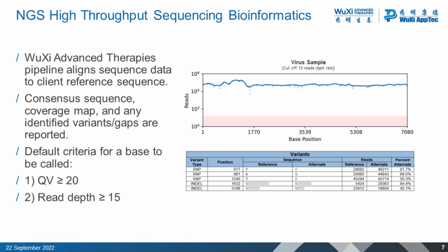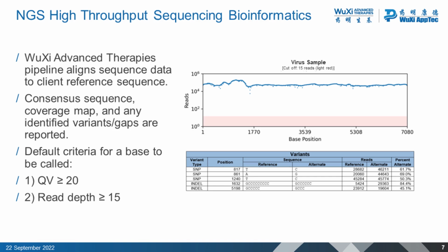To elaborate a little bit on the bioinformatics platform, I'm providing an example of a specific virus sample that was sequenced at WuXi. The pipeline aligns the sequence data to the client reference, as I mentioned in my earlier slide. The consensus sequence, the coverage map, and any identified variants are reported.